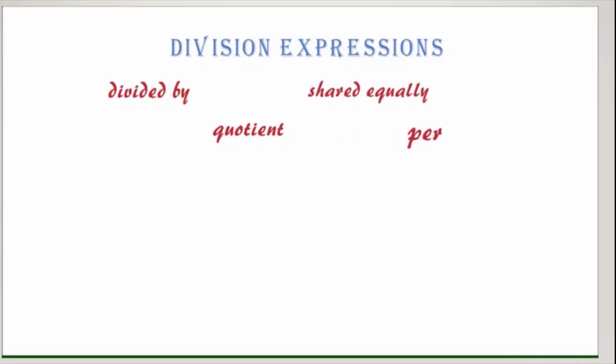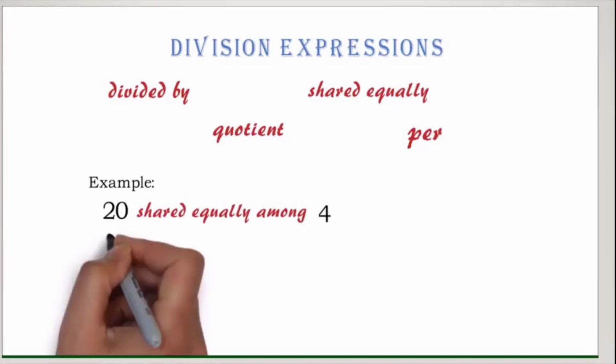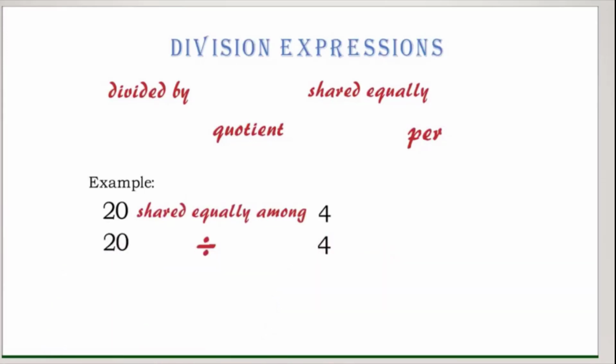Division expressions. The following imply division. 1. Divided by. 2. Quotient. 3. Shared equally. 4. Per. If we have 20 shared equally among 4 boys, this will mean 20 divided by 4.